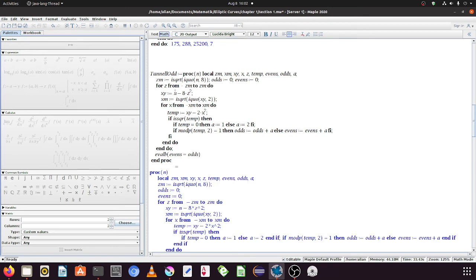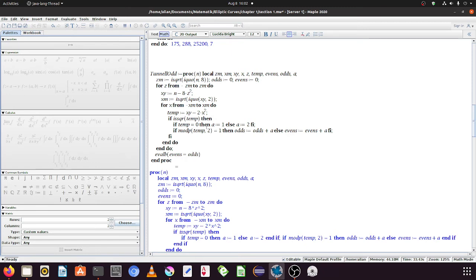And then the remainder, which can be taken up by 2x squared. So we find out what the maximum x value is. And the remainder, that may be a square. If it is, then we have a solution to the equation.